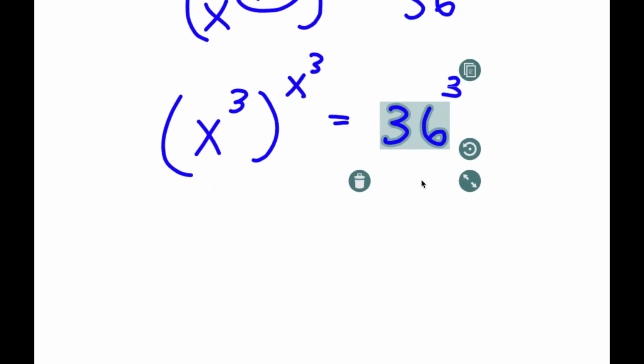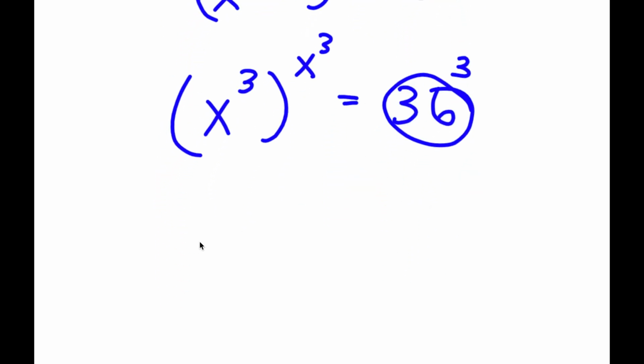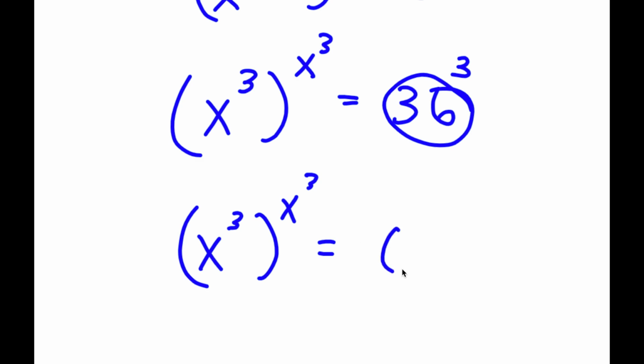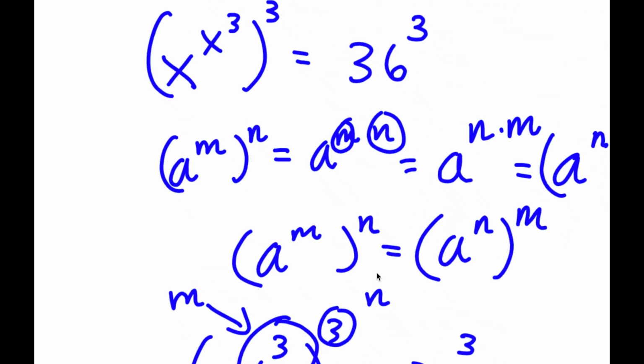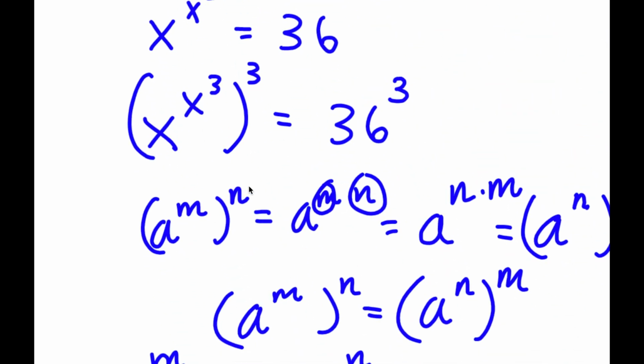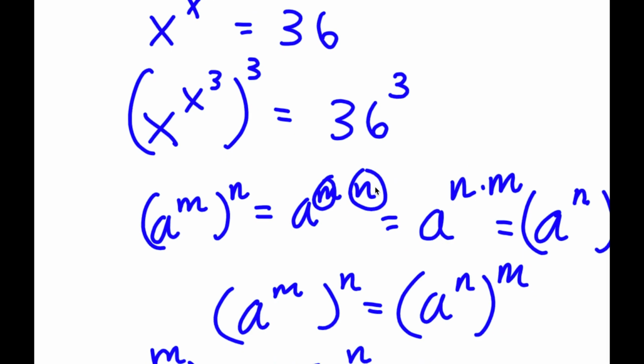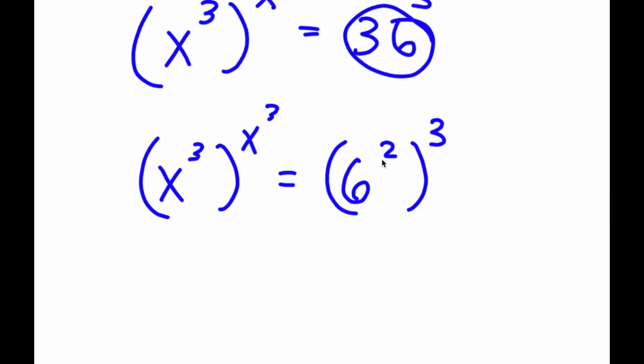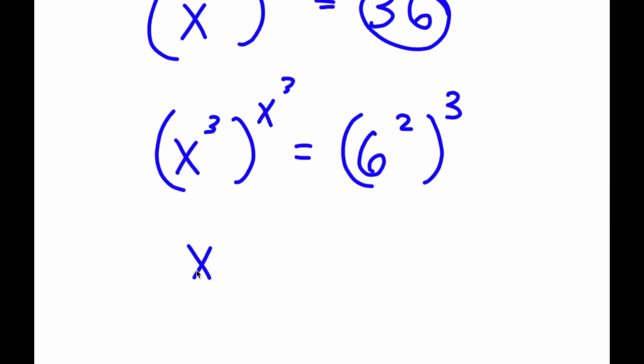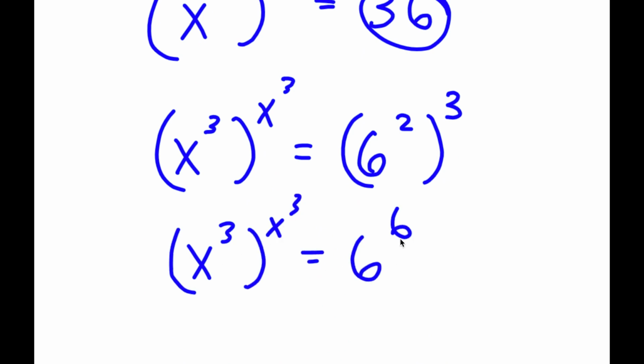Now 36 here, this is the same thing as 6 to the power of 2. So now I have x to the power of 3 to the power of x to the power of 3 is equal to 6 to the power of 2 to the power of 3. And now again, remember, if I have something in the form a to the power of m to the power of n, this is equal to a to the power of m times n. So 6 to the power of 2 to the power of 3, that's going to equal 6 to the power of 2 times 3, which is simply 6. So I have 6 to the power of 6.